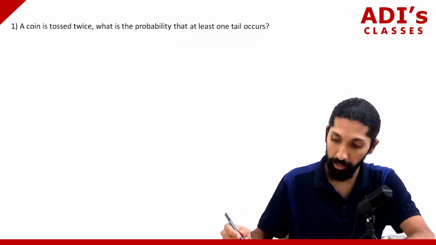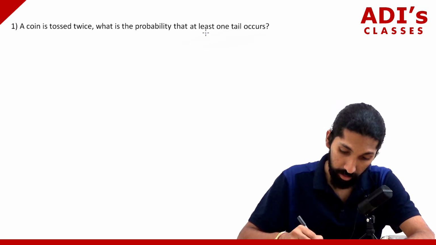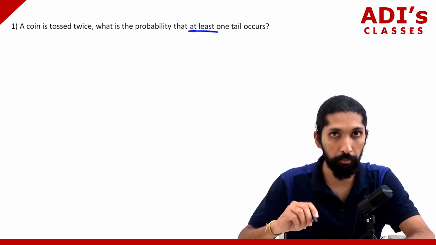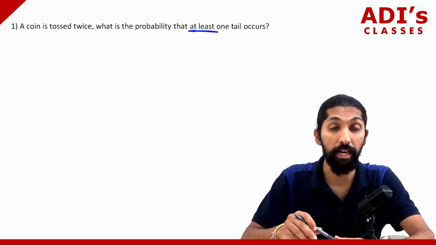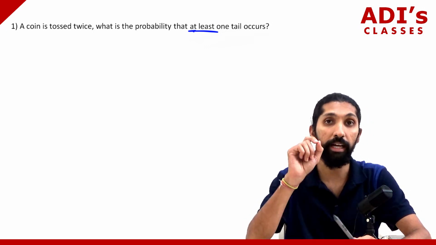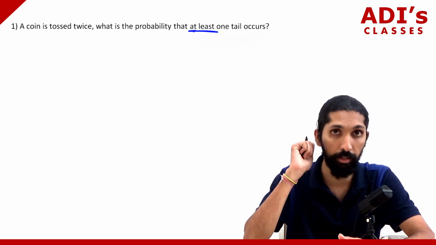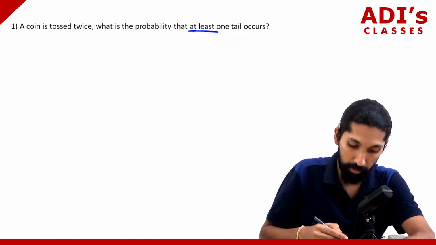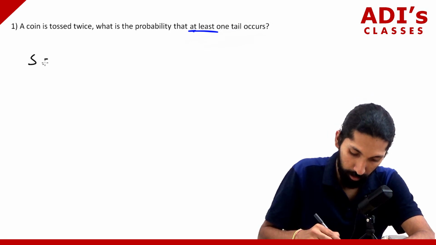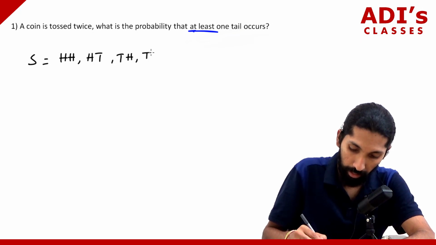Okay, now you need to understand a very important word here, that is at least. It's a very, very important word. The reason why we say at least is important is because it can be more than one. That's why the first thing we need to do is write the sample space. So the sample space is going to be S is equal to HH, HT, TH and TT.